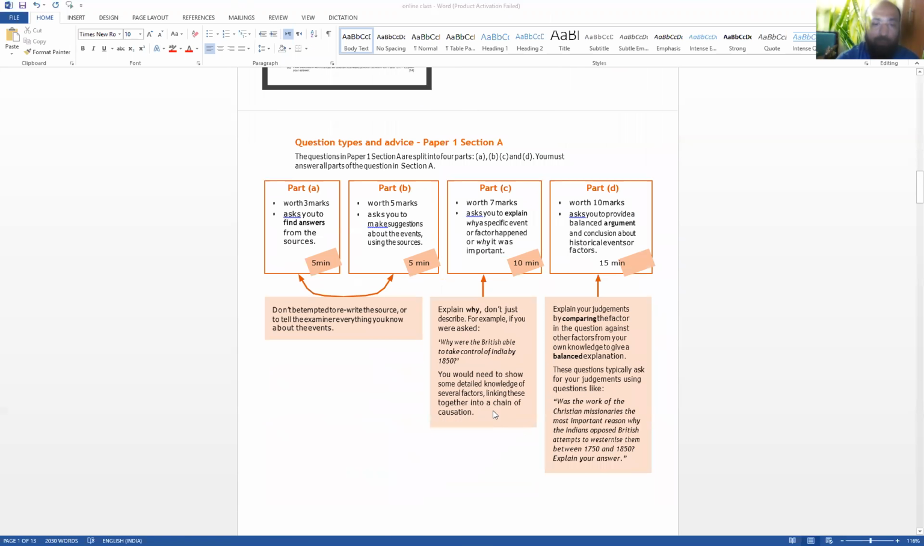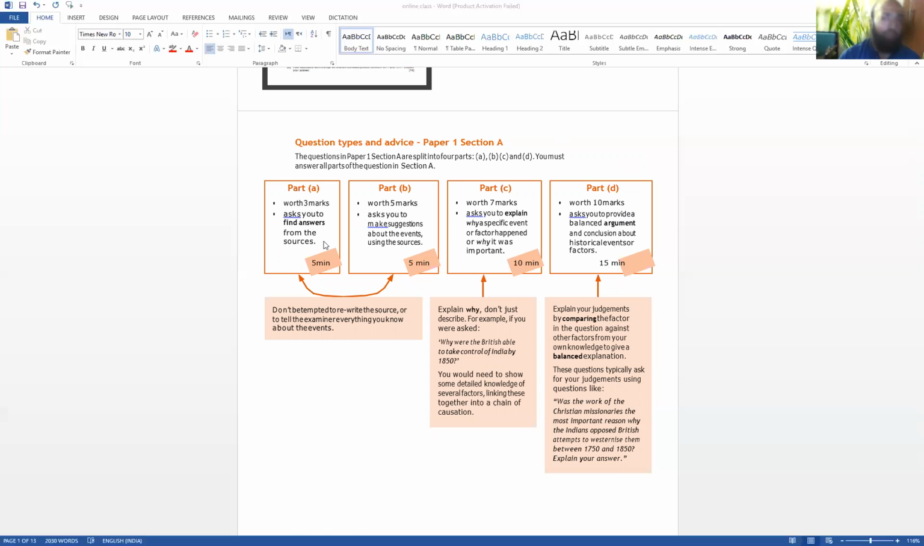Look here, in section A, you have four parts. Part A has 3 marks. You have 5 minutes to solve it. Part B has 5 marks and you have to attempt it in 5 minutes also. Part C has 7 marks. It has 10 minutes given. And part D, you have 15 minutes. Sum of all, you have 25 minutes to solve one question.